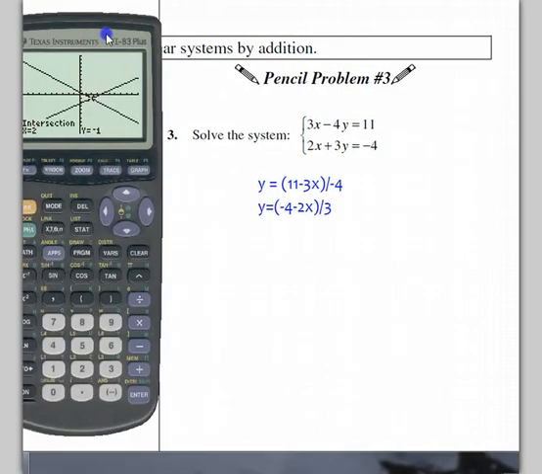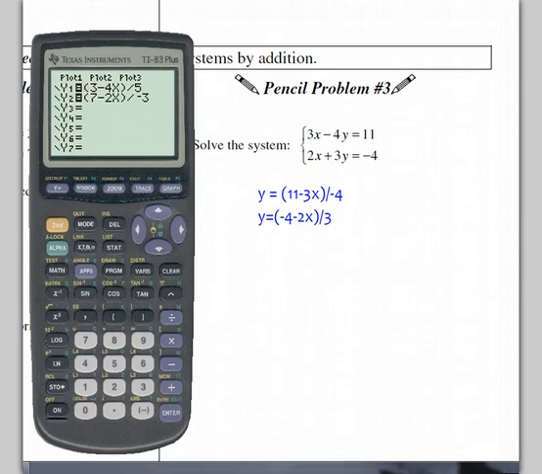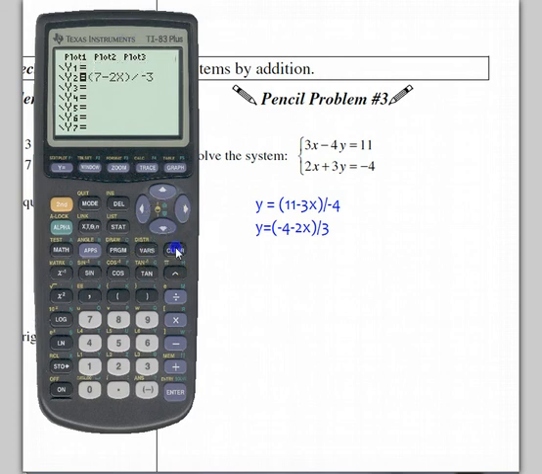In this one, let me go ahead and clear this. Clear. And again, 3x minus 4y, 2x plus 3y, I can't put them in the way they are. They have to be in parentheses, so it doesn't matter where you put the first one or the second one. (11 minus 3x) divided by negative 4, first equation. Second equation, (negative 4 minus 2x) divided by 3.